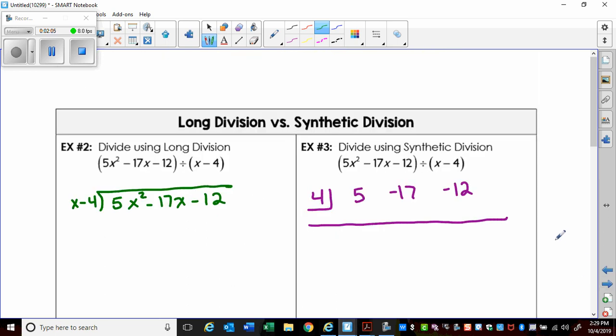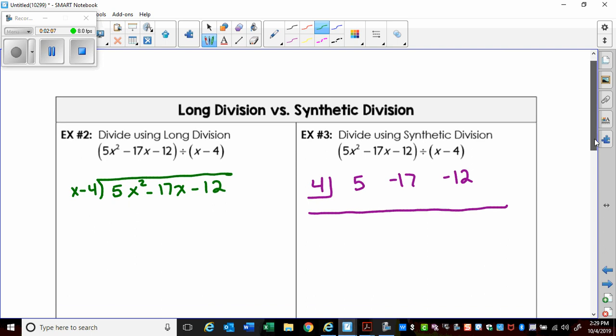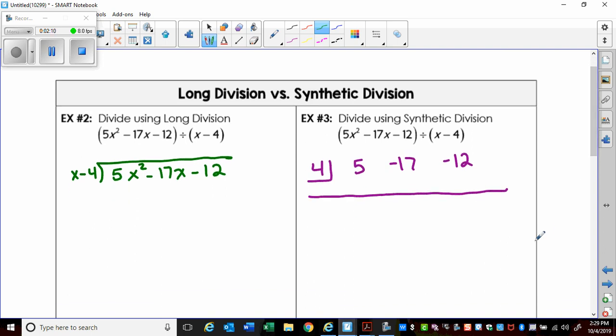The long division, and then synthetic division. This is something that we went over a lot in Algebra 2. We need to make sure we know this. Divide using long division. So we have x minus 4 goes into 5x squared minus 17x minus 12. We just wrote it down. What I'm going to do is start with the first term, x. What do I have to multiply x by to get 5x squared? I need to multiply it by a 5. I'm missing a 5 and I'm missing an x. 5x times x is 5x squared. Perfect.